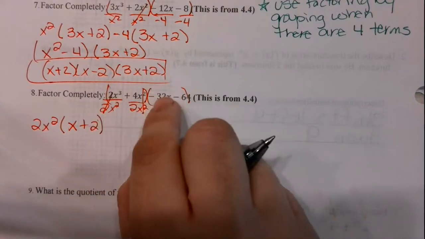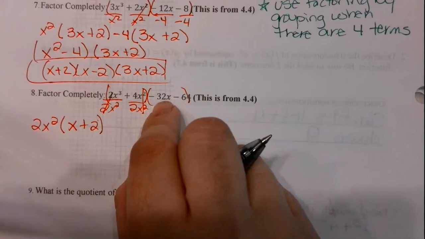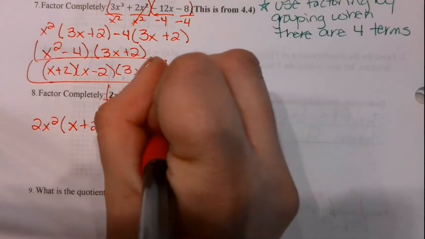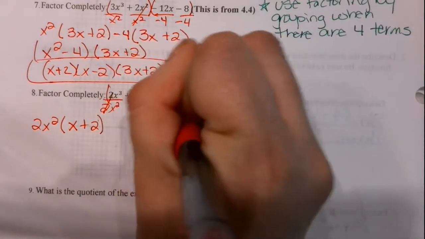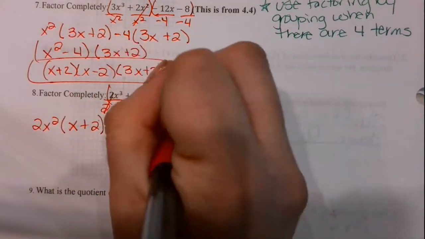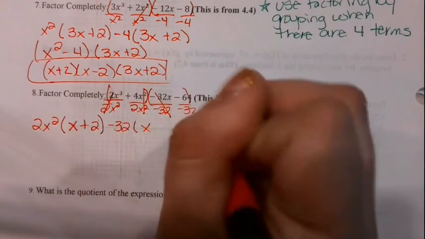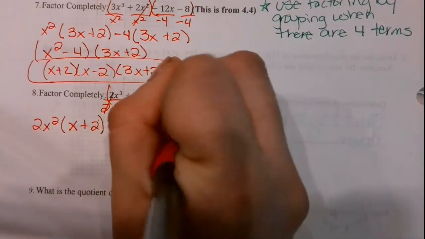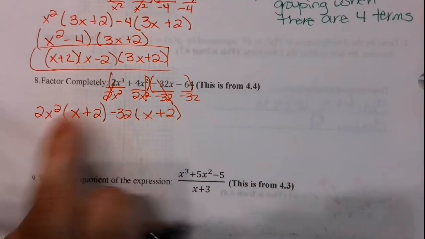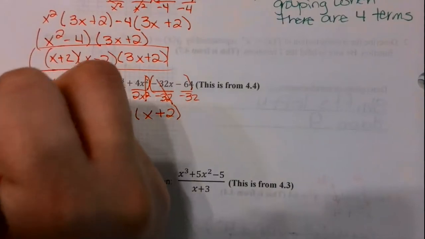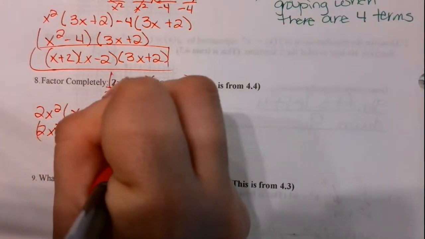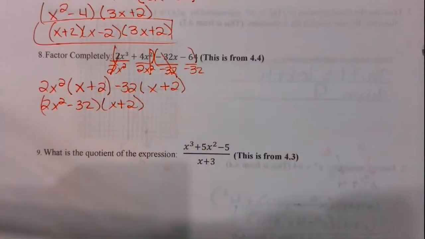Over here, I have negative 32 and negative 64. Both of those can be divided by negative 32. So I write negative 32 in between. Negative 32x divided by negative 32 is x. Negative 64 divided by negative 32 is positive 2. Then I rewrite these pieces together. I have 2x squared minus 32. And then the x plus 2 gets written at the end.